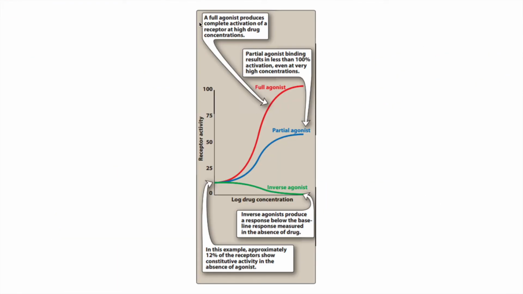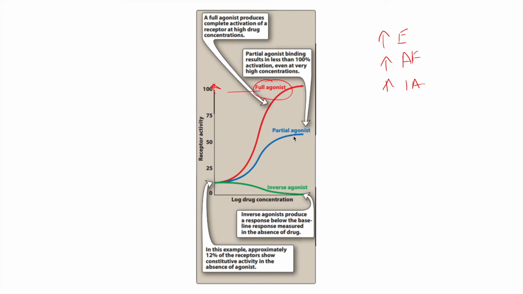Moving on, a full agonist produces complete activation of a drug receptor at high drug concentration. So for example, the red line here is of a full agonist, right? A receptor activity of 100% is reached at the highest concentration possible. That's a full agonist. Every single receptor is done and dusted. We got a high efficacy, high affinity, a high intrinsic activity. Everything is perfect.